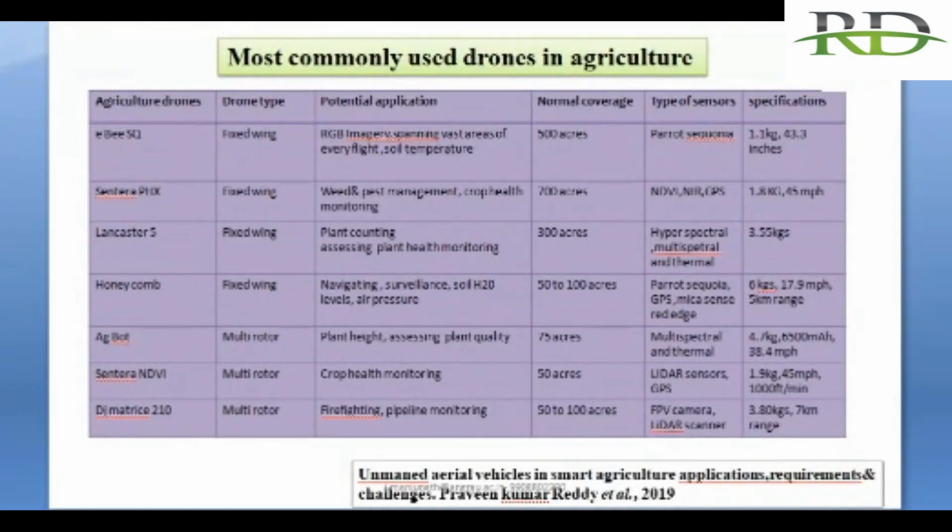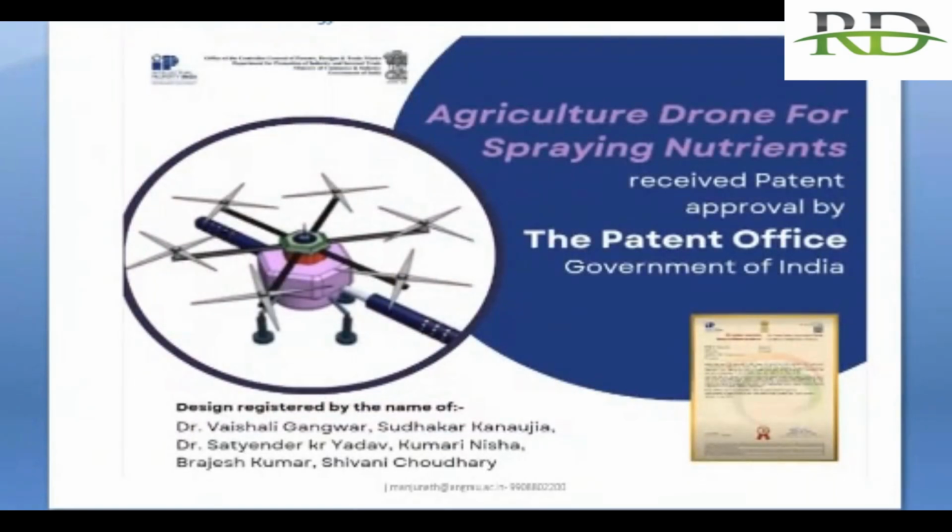Right now, in India, we are using different types of drones, especially for agriculture. Next, this is one of the best patented ones, a recent agricultural drone for spraying nutrients. Last month we got one patent, with the scientist and the special nutrients. Next.